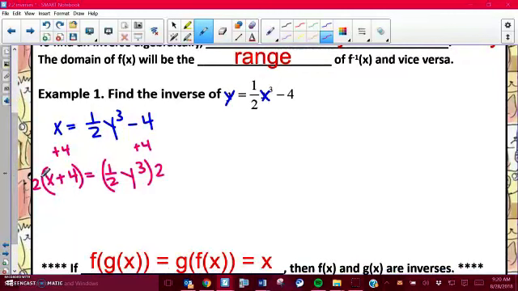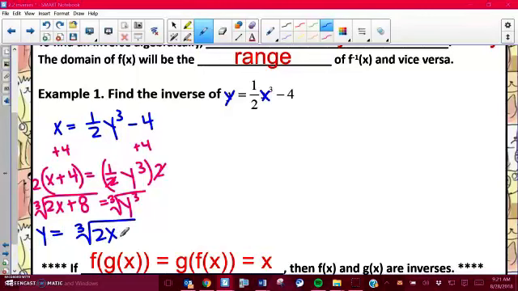And then I will have to distribute this 2, so technically you wouldn't have to right away. I'm just going to do it so I can get it out of the way. I get that that's equal to y cubed because this 2 and this 2 cancel out. And now in order to get y by itself, I'm going to take the cube root of both sides. So what I just found is that the inverse function is y equals the cube root of 2x plus 8. Note you can't take the cube root of 8 here because it's attached to the 2x.